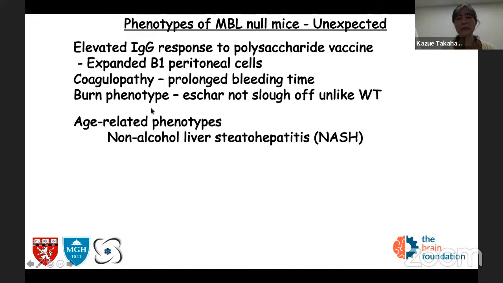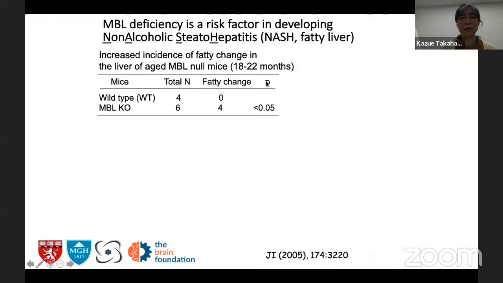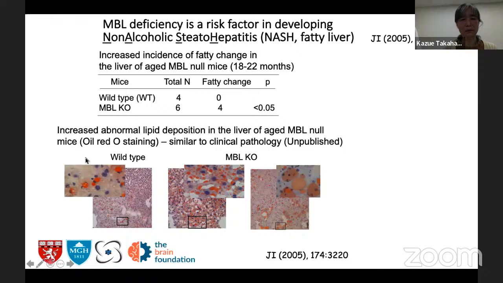Now, many of these experiments were done using mice between 8 and 12 weeks old. We wanted to know if there's any age-related issue. So we aged them, on average, to 20 months. And what we saw was non-alcoholic steatohepatitis, or simply fatty liver. When we sent organs to histology, one of the things they noticed was fatty change, meaning the color of the liver was actually different. So we did Oil Red O staining, which stains lipid.